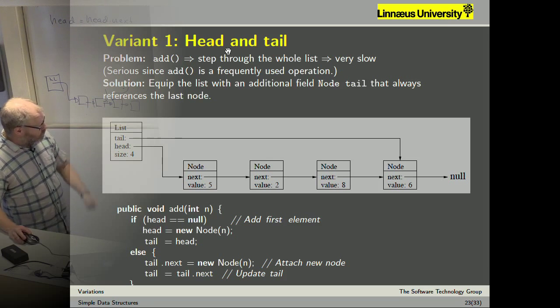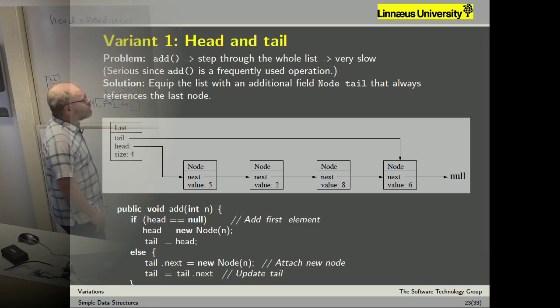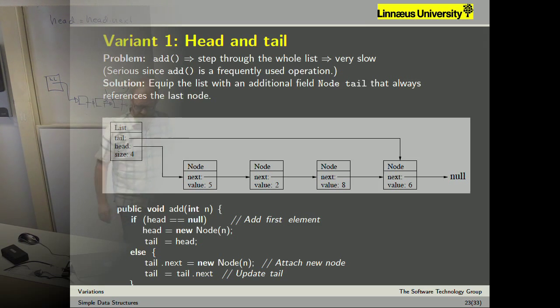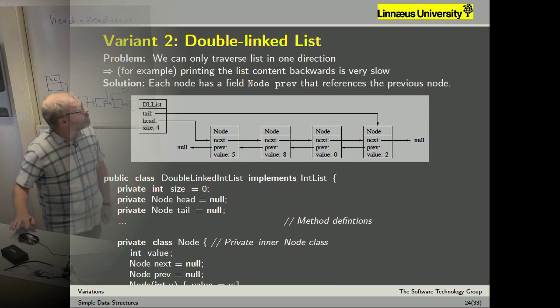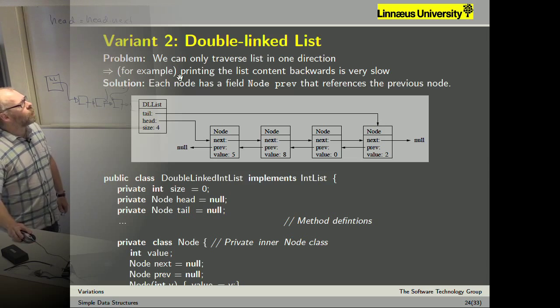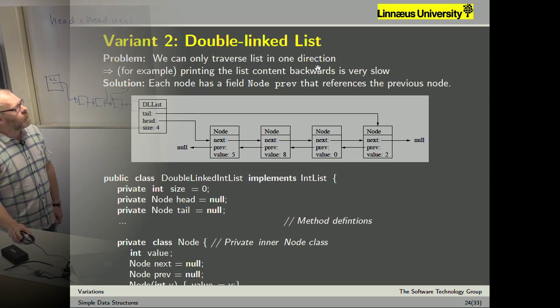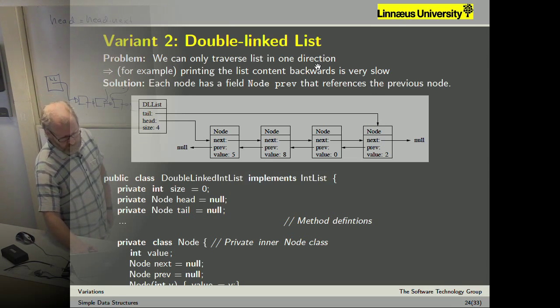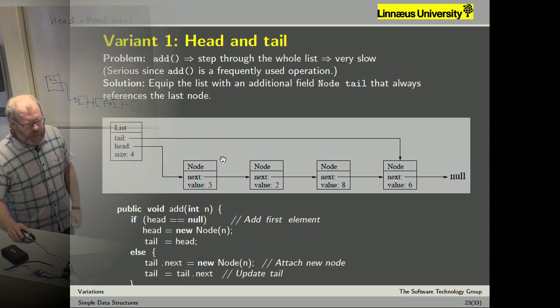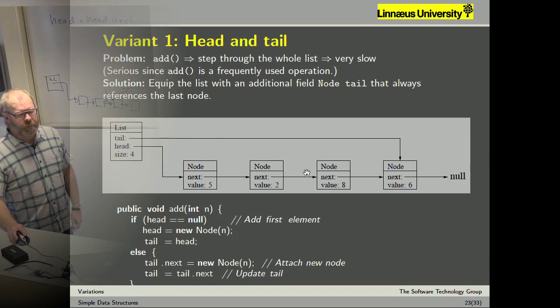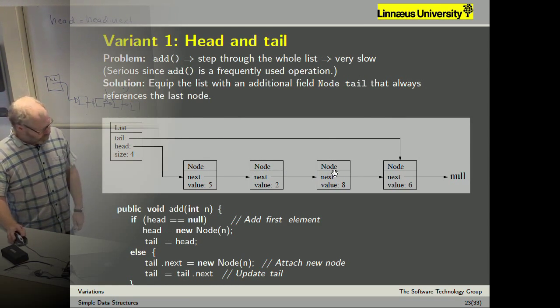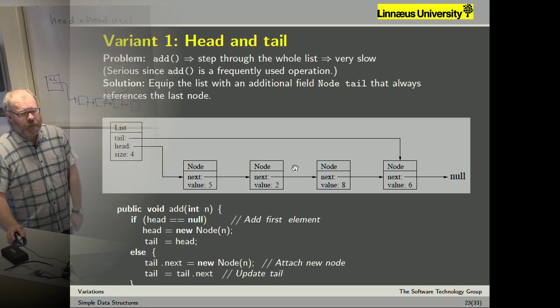So I have talked about another problem. We can only traverse the list in one direction. I only know about the next node in this direction. If I'm keeping a reference to this node, I cannot go backwards.